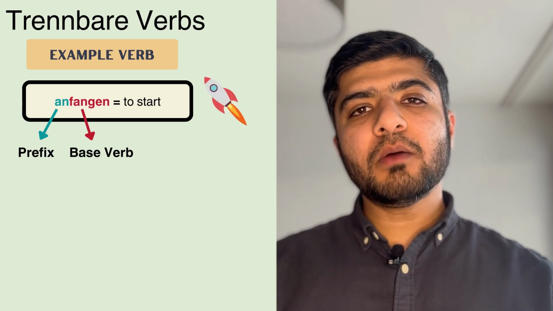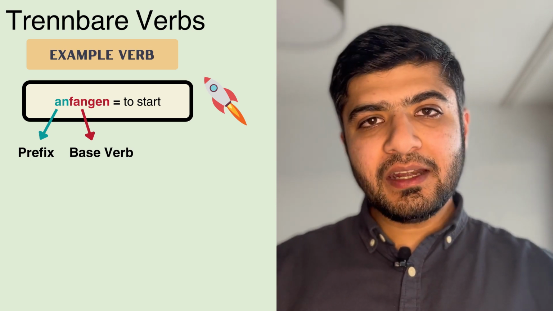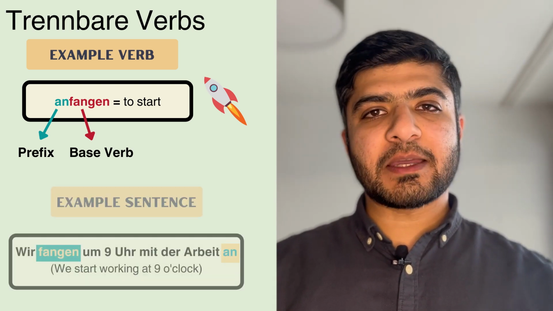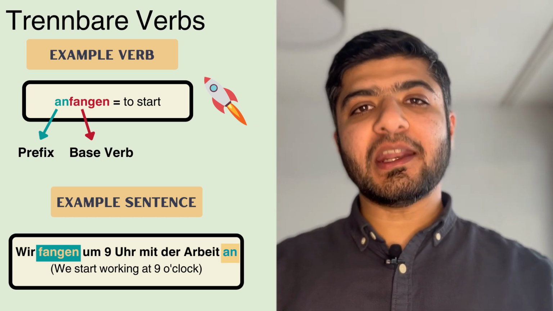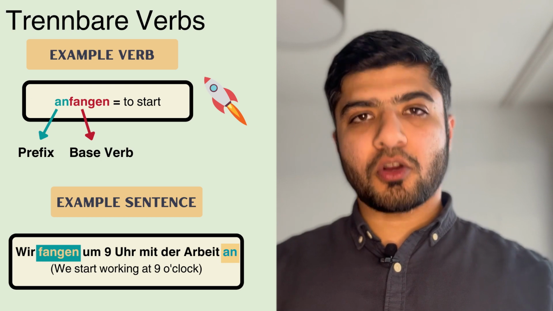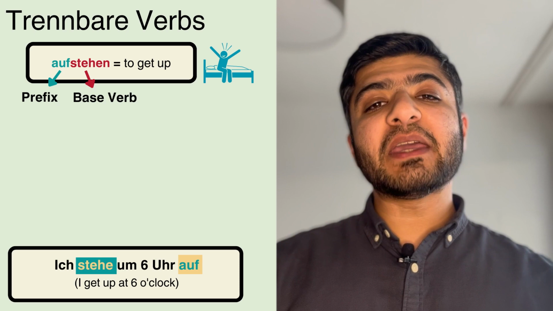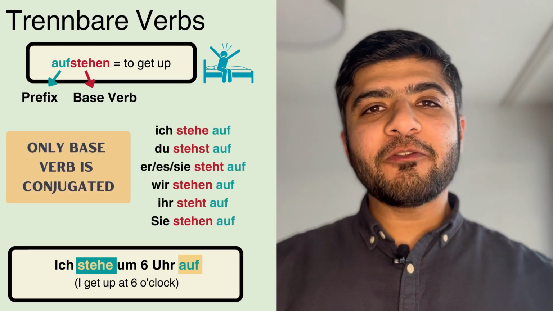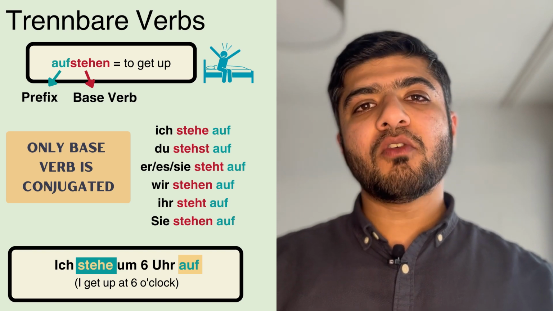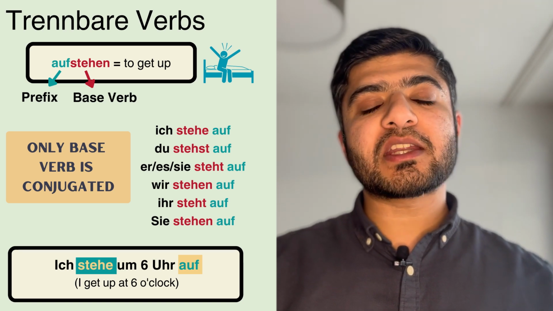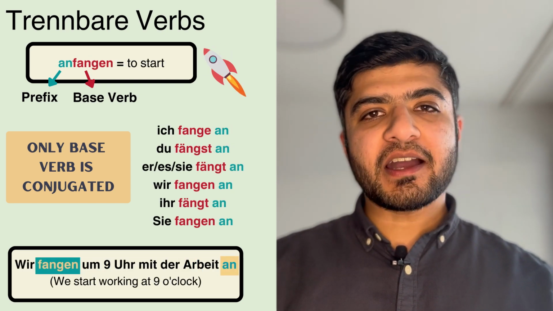Another Trennbare verb is anfangen. An is the prefix which will go to the end and fangen is the base verb. An example sentence will be Wir fangen 9 Uhr mit der Arbeit an. We start working at 9 o'clock. When a Trennbare verb is used in a sentence, only the base verb is conjugated and the prefix goes to the end without any change. In the first example, stehen was the base verb and when we used it with ich, it was conjugated. In the second example, fangen was conjugated.